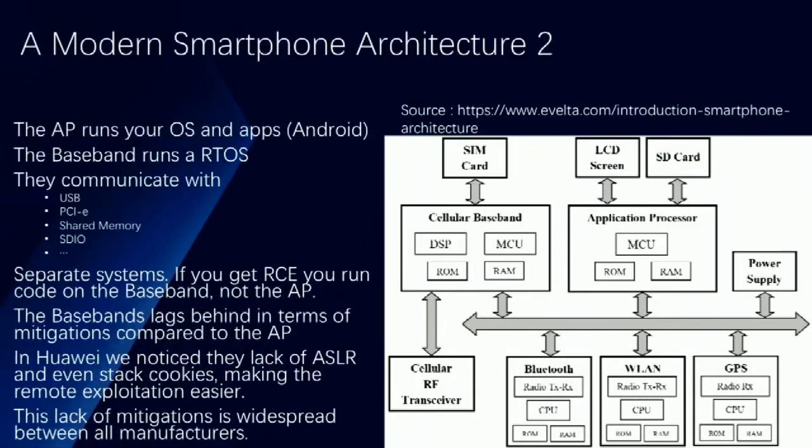Since they are separate systems from each other, if you get remote code execution on the baseband, you run code inside the baseband. You don't run code on the application processor because those are two separate CPUs. But the advantage is that basebands lag behind in terms of mitigations compared to the application processor. For example, in the Huawei baseband, we noticed that they lack ASLR and stack cookies, so the remote exploitation is easier. But this lack of mitigations is not only on this baseband, it's widespread between basically all manufacturers.